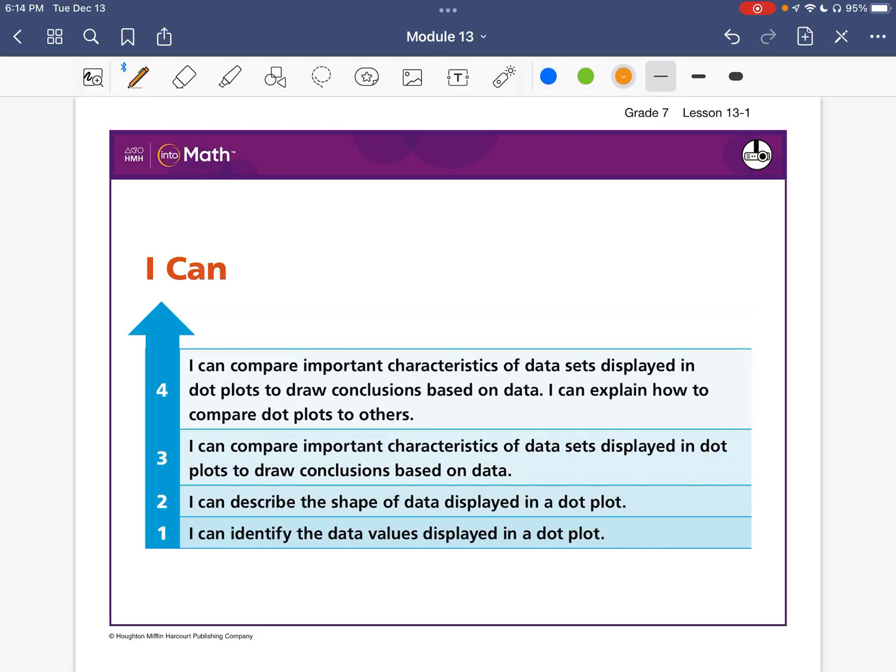Here is grade 7, module 13, lesson 1. Our I can statement is I can compare important characteristics of data sets displayed in dot plots to draw conclusions based on data.